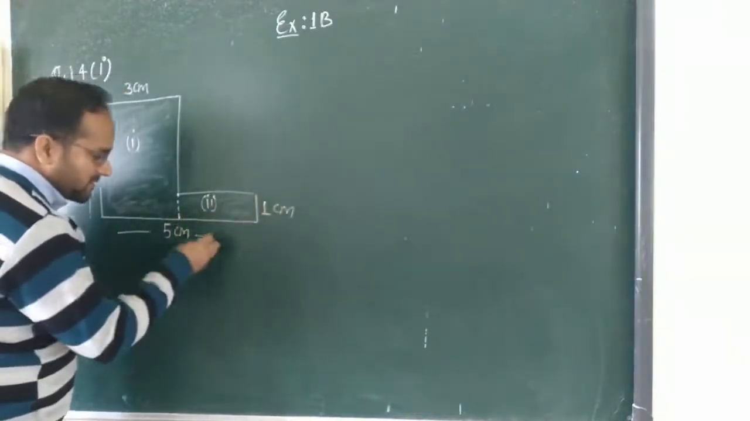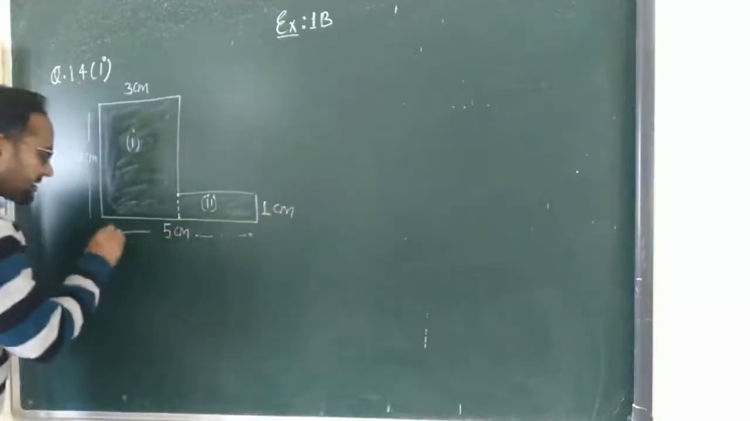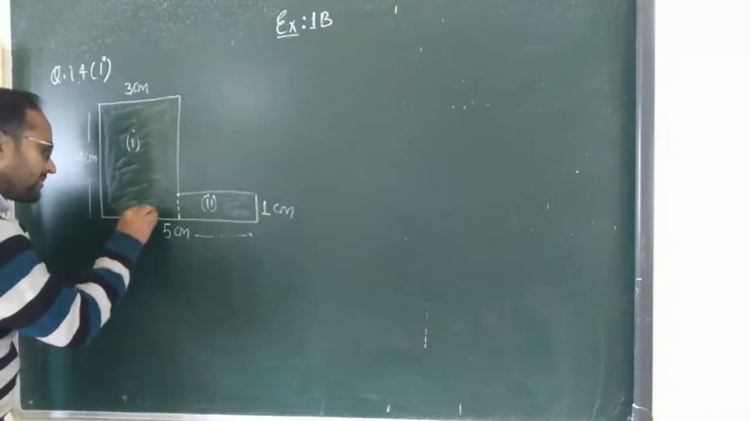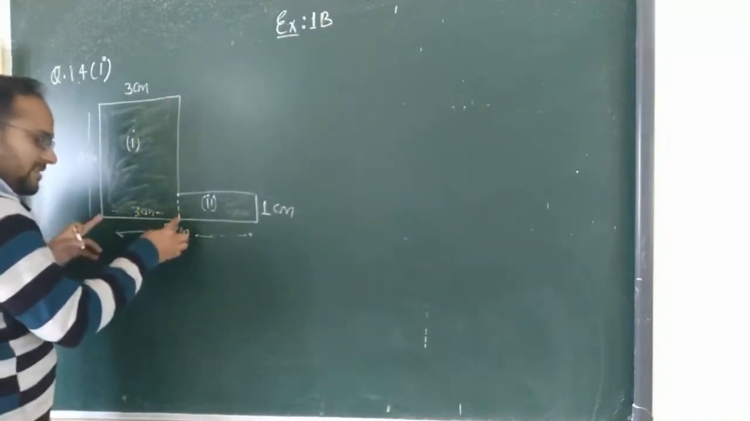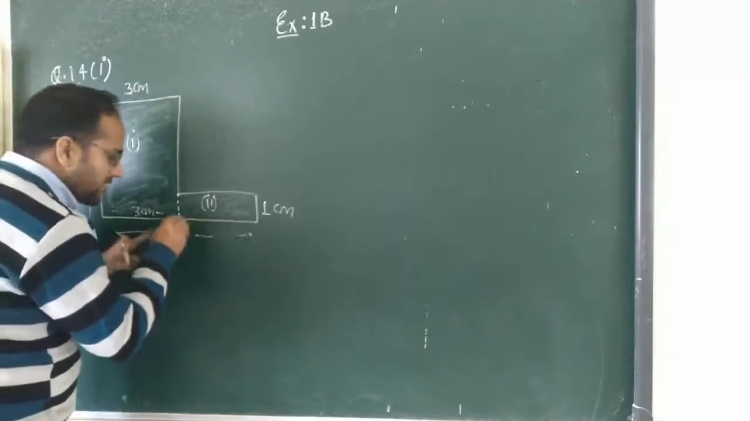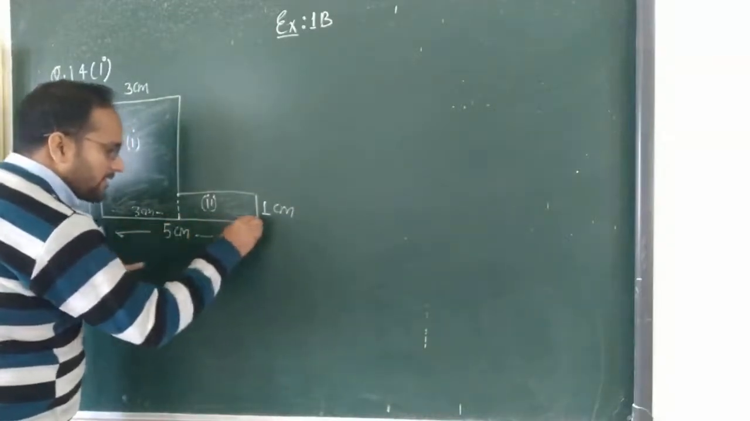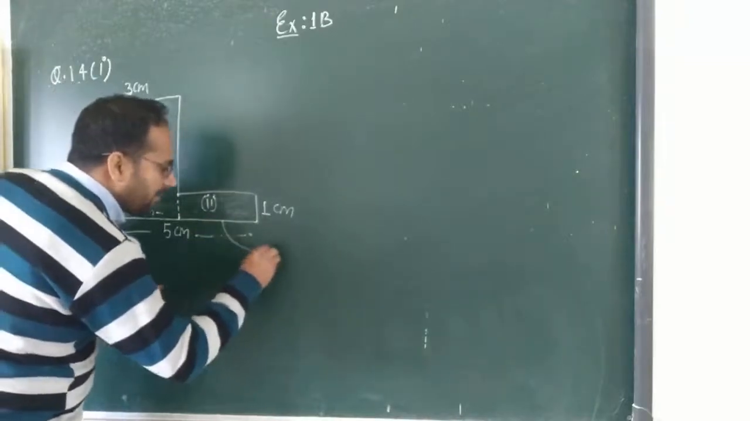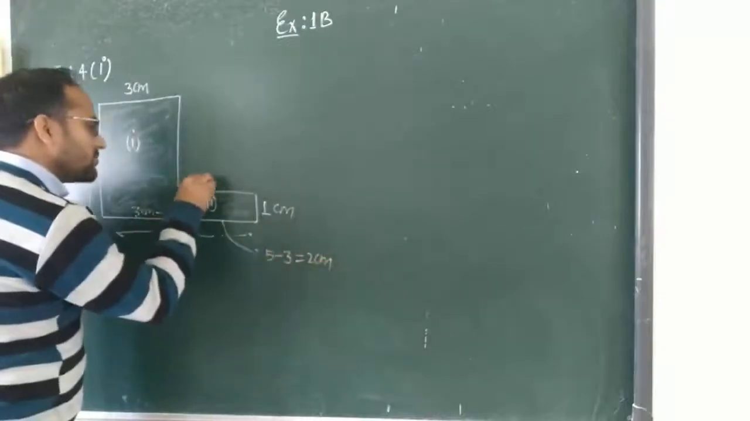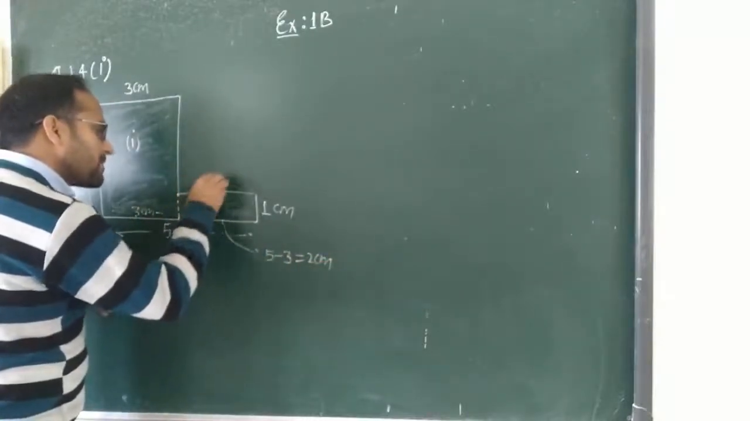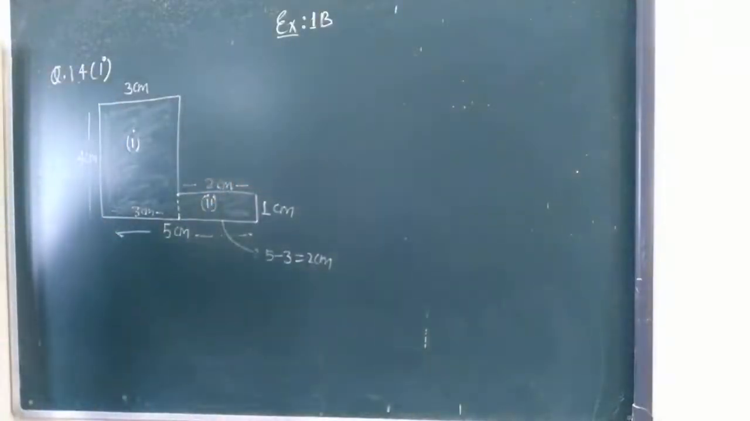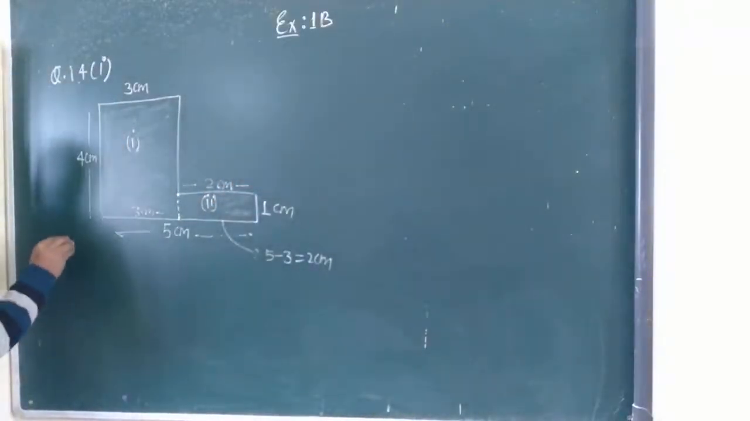But what about the length? The total length is given as 5, and you know that the length of the first part is 3 centimeters. So what about the length of the second figure? 5 minus 3, you will get 2 centimeters. So the length of this region is 2 centimeters. Now let us start the solution.